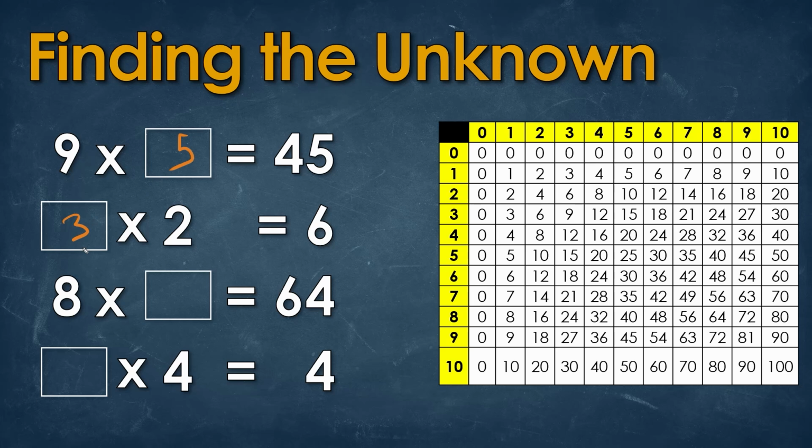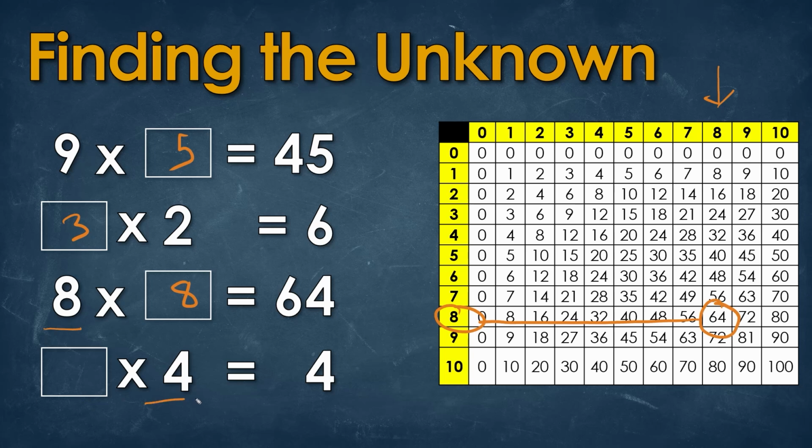Now let's take a look. We have 8 times blank equals 64. So we know we're going to multiply by 8. So we can start with 8 here. We work our way down until we find 64, which is here. We work our way back, and it is 8. So 8 times 8 is 64.